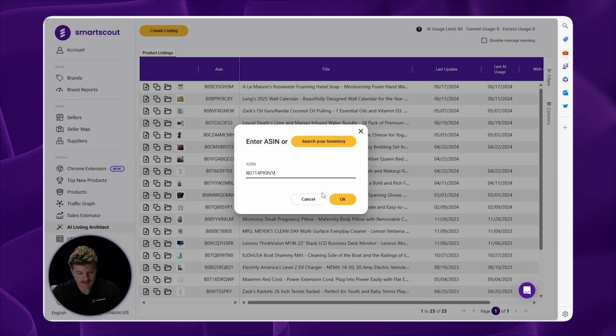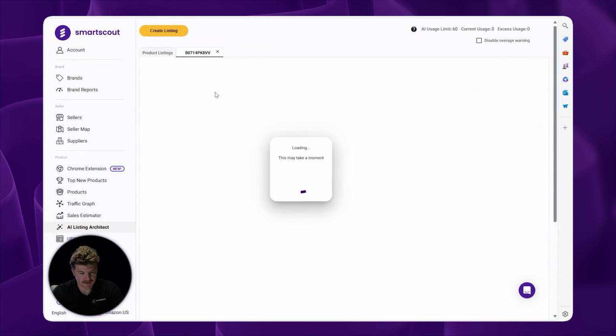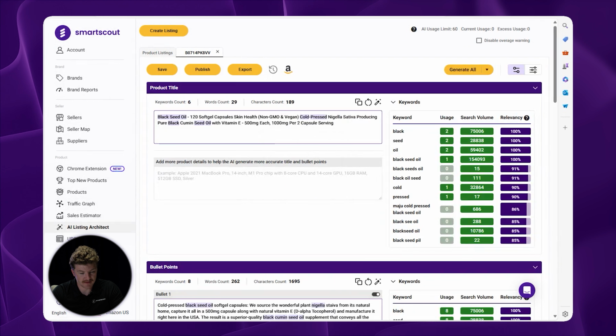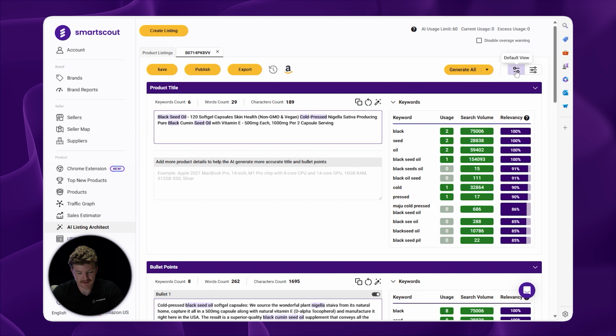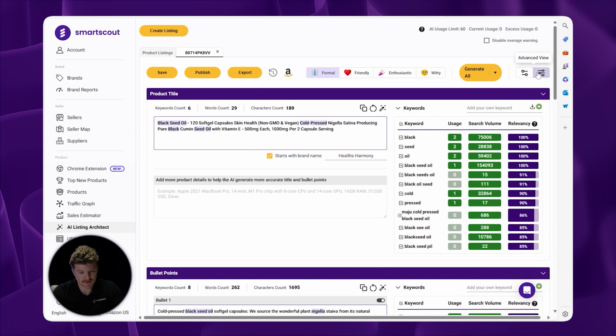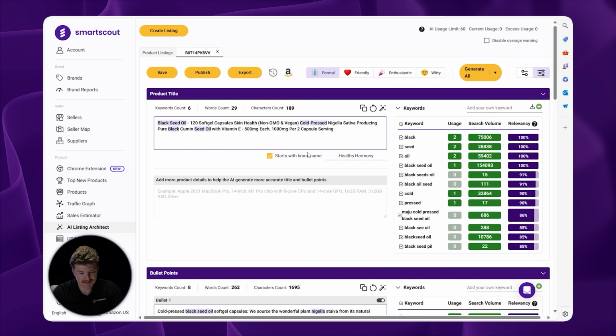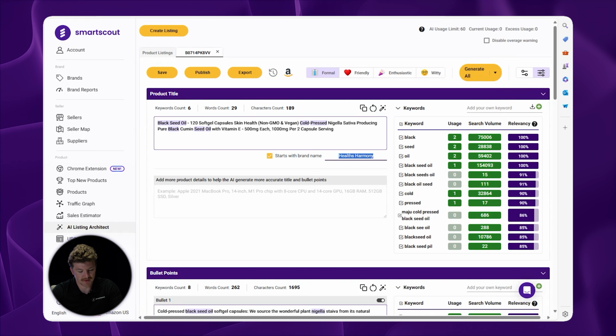Now, I'm going to come right here, click on this ASIN, and paste in the one that we found. And before I touch anything, over here on the far right hand, we can see there's the default view and the advanced view. I click on this advanced view, all right? Now, let's change this brand name to Guru Nanda here, okay?